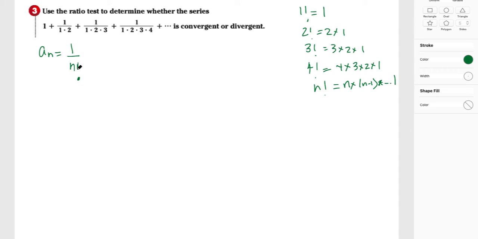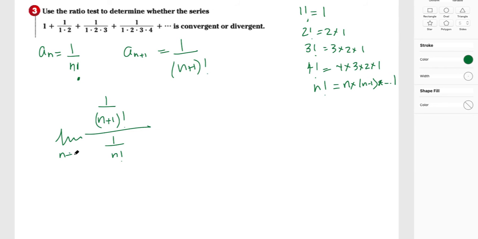And so if that's 1 over n factorial, then a sub n plus 1 is going to be 1 over n plus 1 factorial. And so now we're going to divide these: 1 over n plus 1 factorial, over 1 over n factorial. We're looking to find the limit as n approaches infinity. So that's what we're trying to do here.